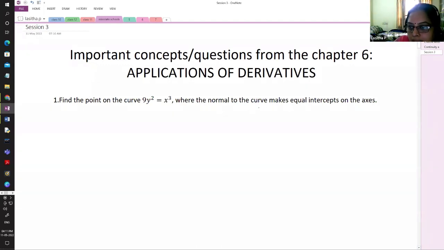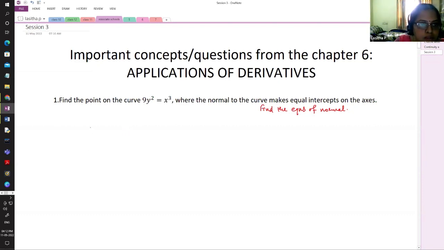One more part was added to this one: find the equations of the normal. That part was the tricky part in this particular question. We had a lot of discussion, isn't it, sir? During our evaluation camp also, we discussed this a lot. So let us see what kind of difficulties we will face while answering this question.